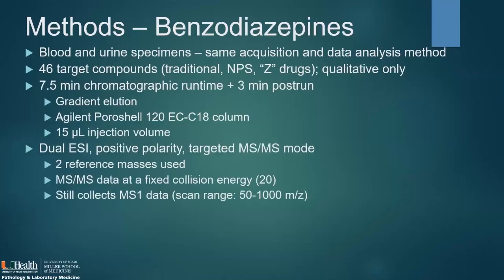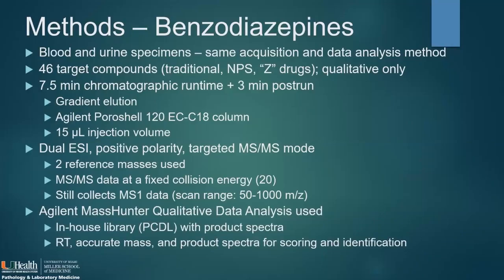Some HPLC information. And here we can see a little bit of a difference from our TOF screen. For this method, we're using targeted MS-MS mode, and the MS-MS data is collected at a single fixed collision energy of 20. For this method, we still collect MS1 data with a scan range of 50 to 1000 mass-to-charge. However, that's really used for unknowns or if we need to go back and do some data mining. Once again, using our Agilent MassHunter Qualitative data analysis. We do have our in-house library that has the product spectra, which it does not have for our LC TOF screen. And because we have that product spectra, we use retention time, accurate mass, and product spectra for scoring and identification.